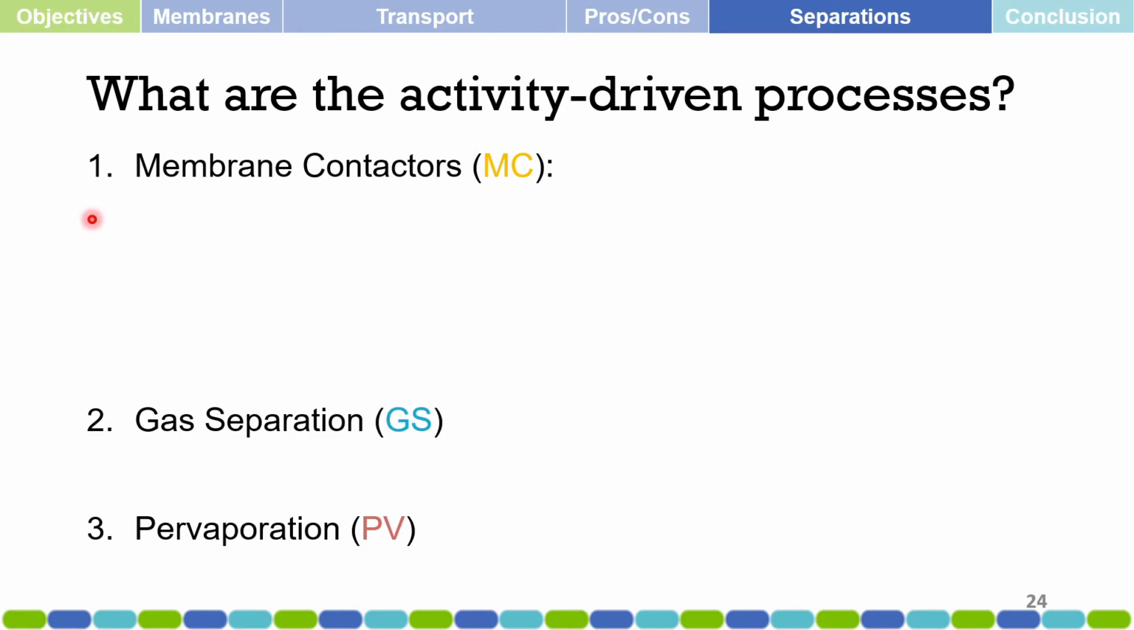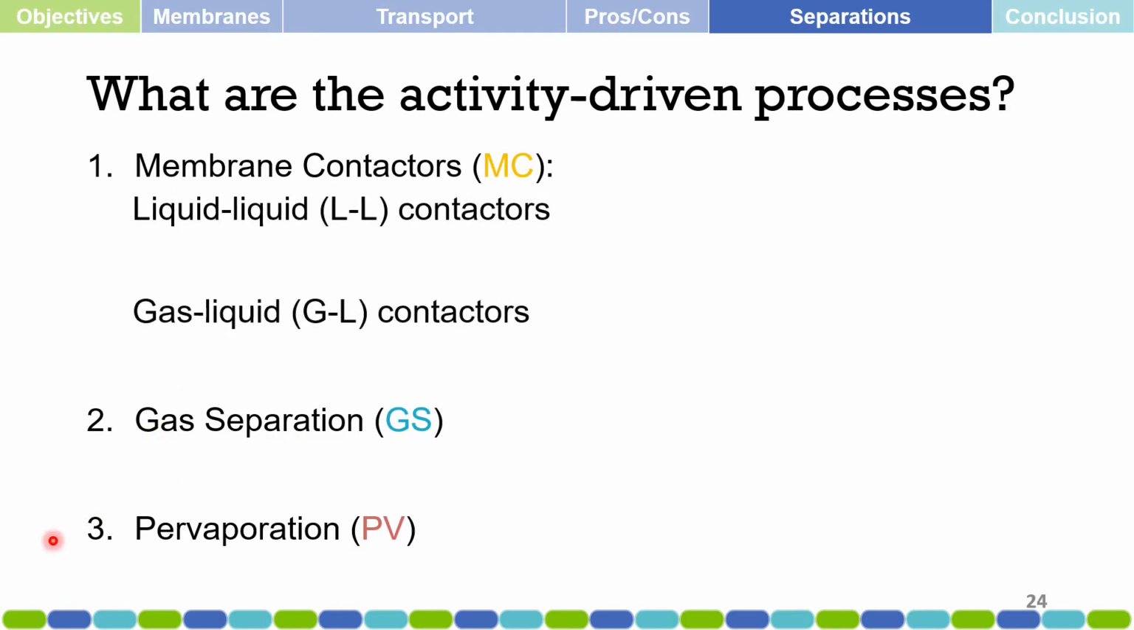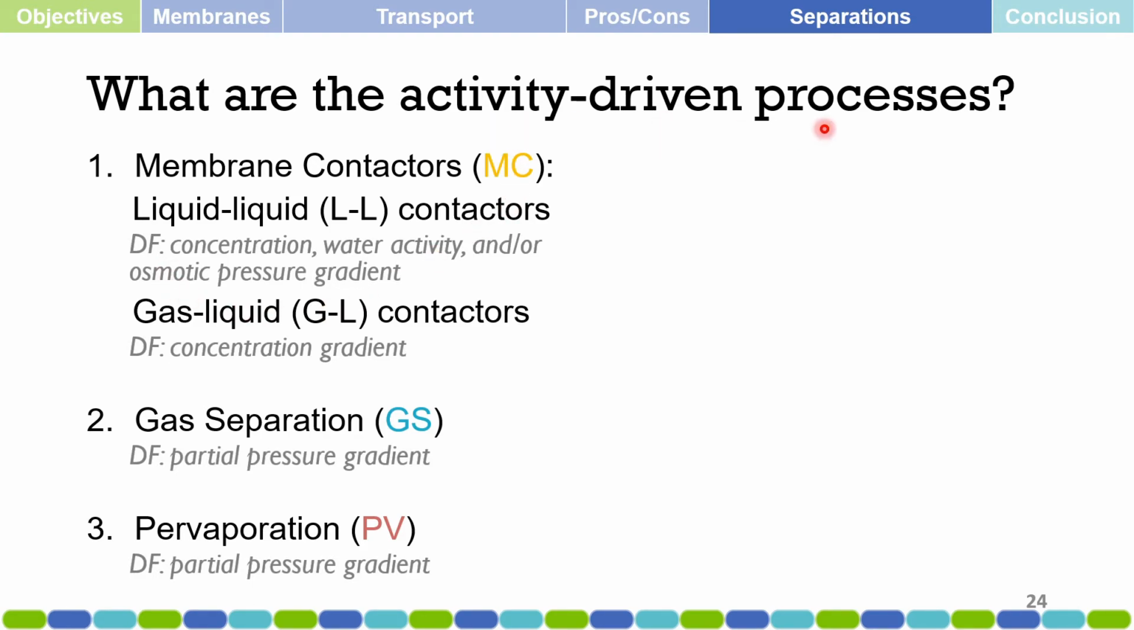So activity-driven processes, there are three basic types. It could be membrane contactors, gas separation process, or evaporation process. For the membrane contactors, it could be liquid-liquid contactors, depending on the phase of the feed streams, or gas-liquid contactors. So this activity-driven process can have different driving forces. So for liquid-liquid contactors, it could be concentration, it could be water activity or osmotic pressure gradient. For the gas separation and evaporation process, it could be the partial pressure gradient.